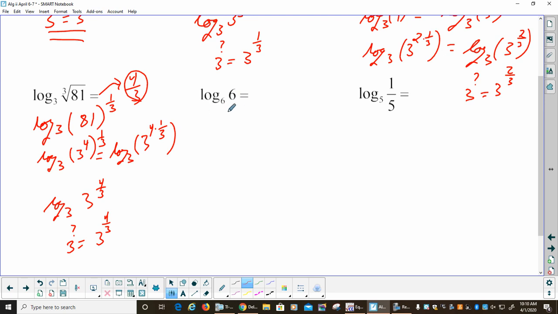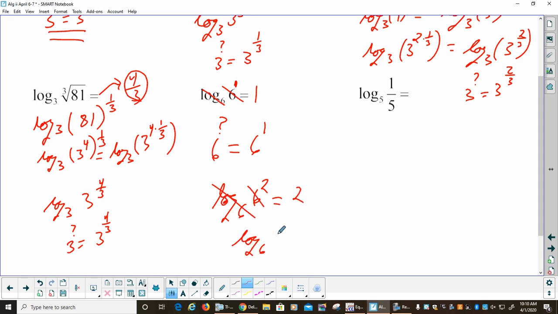Sometimes when you get the easy ones, they seem hard. This is asking 6 to what power is 6? Well, what's the exponent on the 6? 1. So the answer is 1. Again, you could think of this as these are canceling out and leaving you whatever the exponent was. If you had log base 6 of 6 squared, that's 2, because these cancel out. Log base 6 of 6 to the 11th, these cancel out, and you get 11.